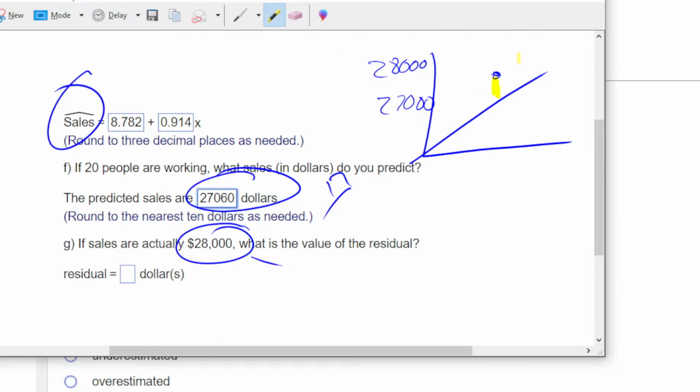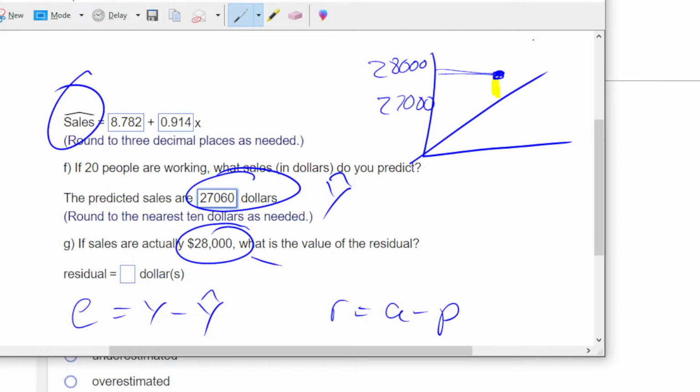So what is the notation for the actual sales? It says the actual sales are that. So what is the notation for that? It says the actual sales are 28,000. What is the notation for that? Be careful, unless I've done it wrong. But what is the notation for the actual sales? If the sales are actually that, that is the value of what?